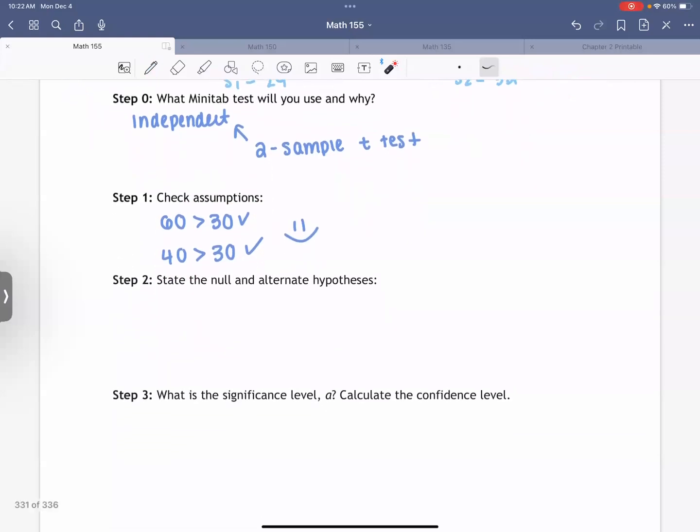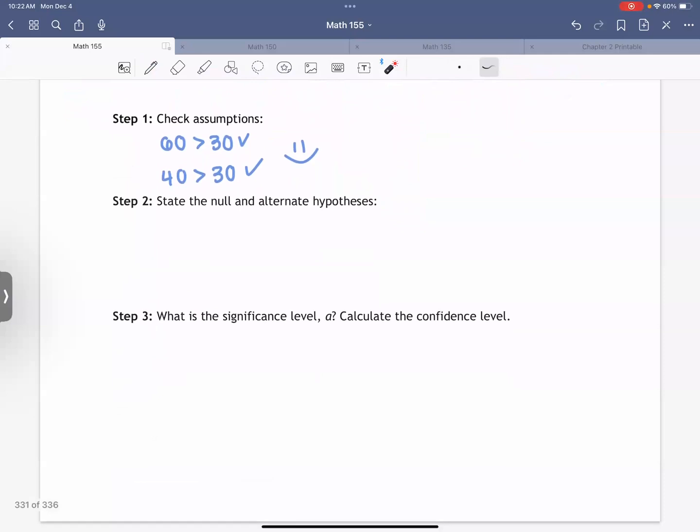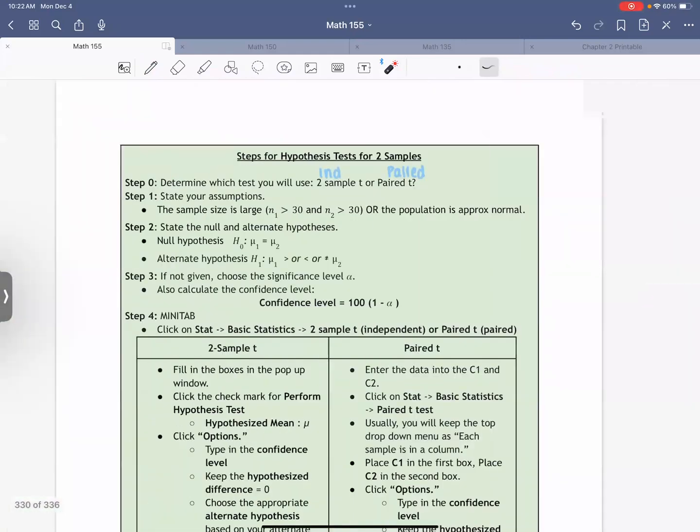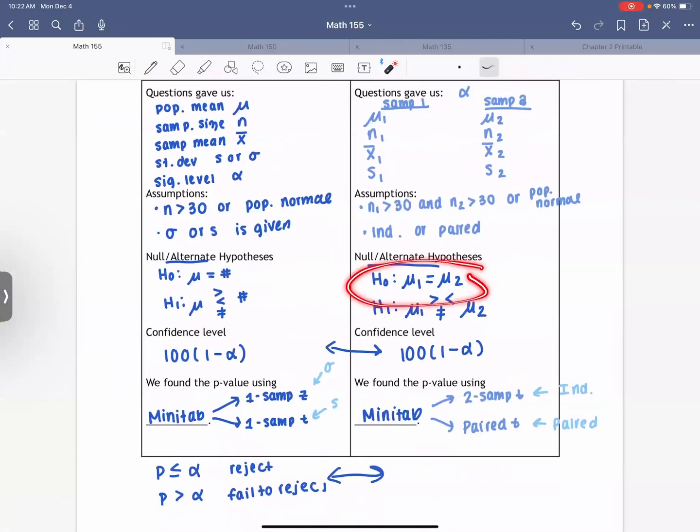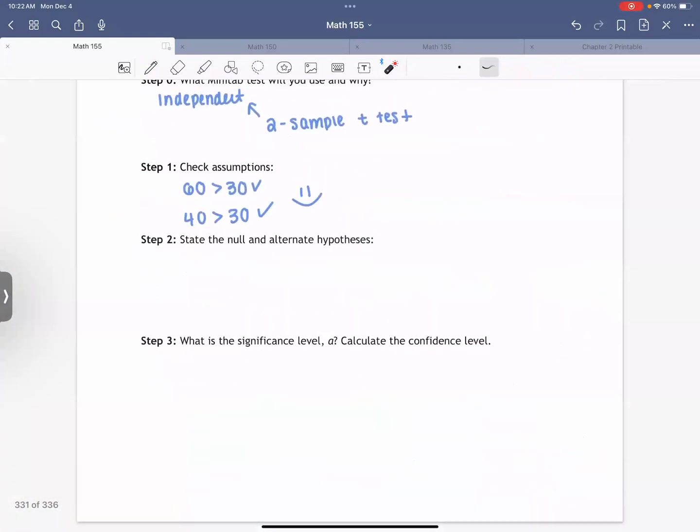Cool. All right. The null and alternate hypotheses. This is the only big difference between what we did before and what we do now. The null hypothesis is always going to be mu1 equals mu2. That's always what we start out with for 2 sample tests. So I'm just going to write that down. There's really no creativity here. H0: mu1 equals mu2. Okay. The alternate hypothesis always has the same symbols as the null hypothesis. The only thing different is the equal sign changing to a greater than, less than, or not equal to sign.